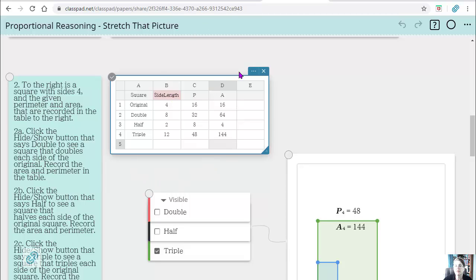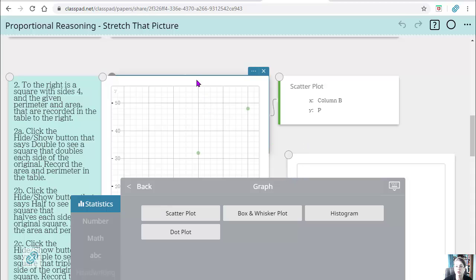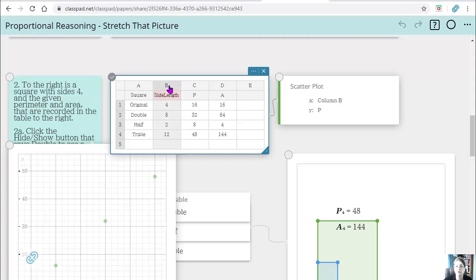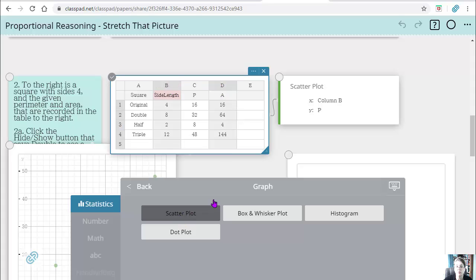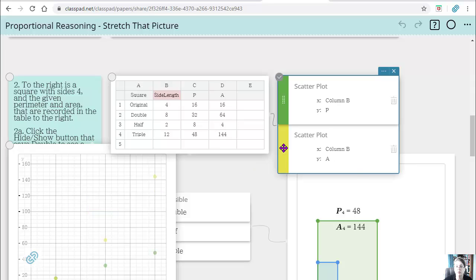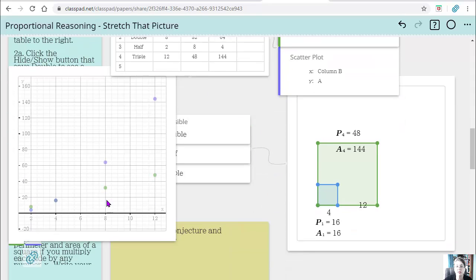So it's making these connections. So they're doing all of this before and you could graph, again, not necessary, but it's a nice visual to look at it so you can see both. And let's do another one. There we go. And so then again, we see the linear growth for the perimeter and the quadratic growth of the area. And that's what we're trying to get them to.